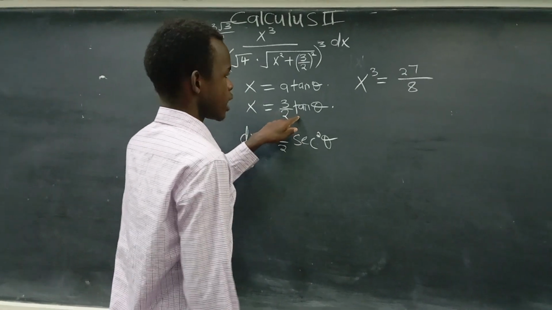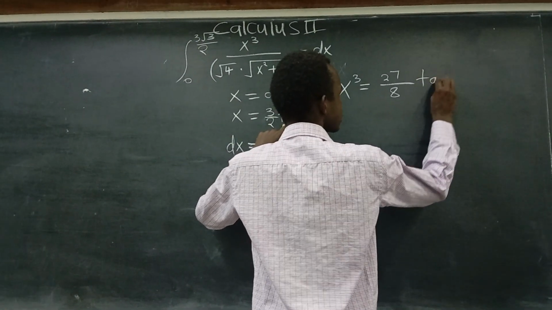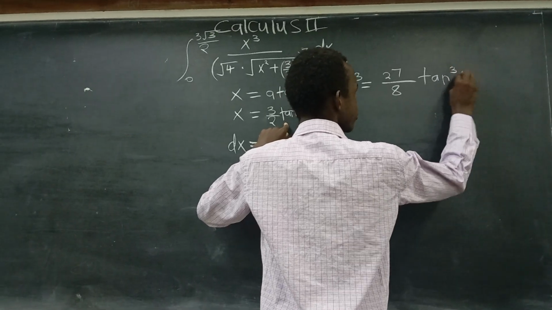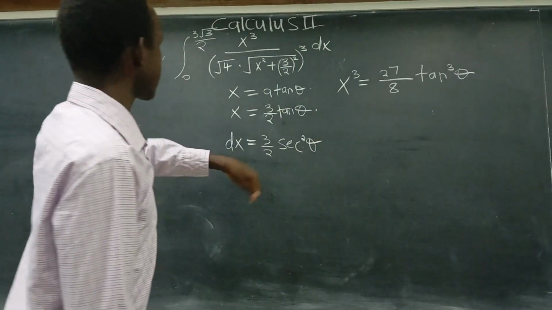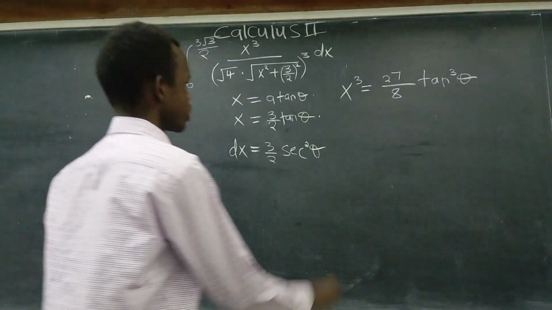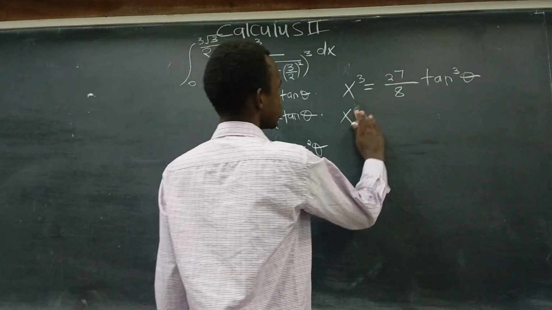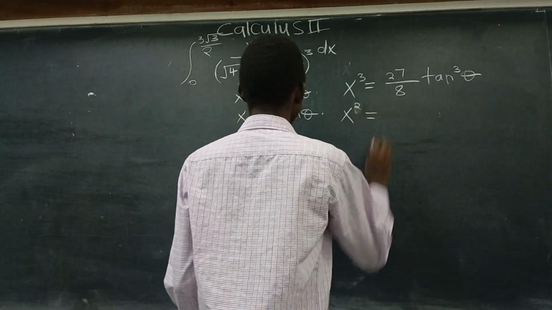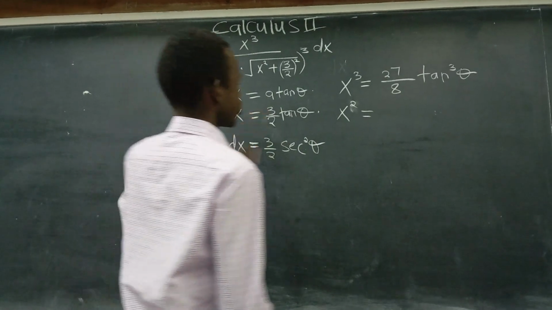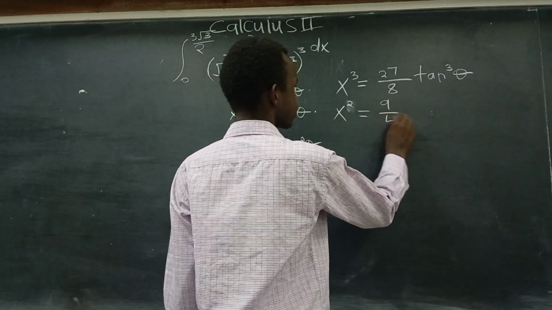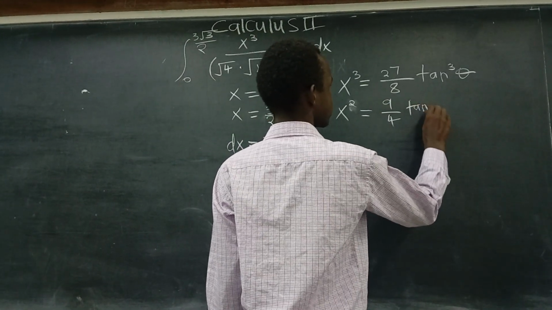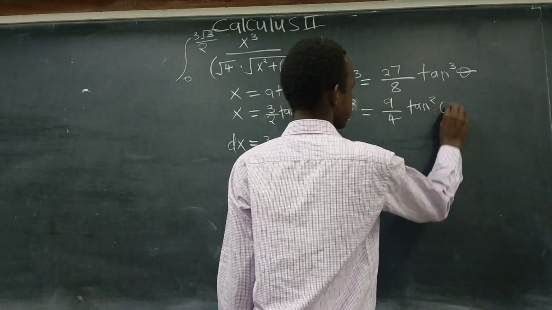Then cubed of tan, I'll get tan cubed of theta. Okay, from there again, I have my x squared, I'll have to get my x squared. So what's my x squared? My x squared will be 9 over 4 tan squared theta, and dx is 3 over 2 secant squared theta.